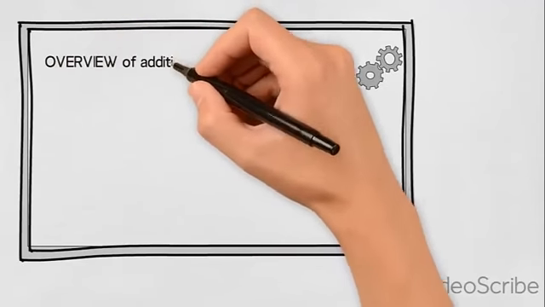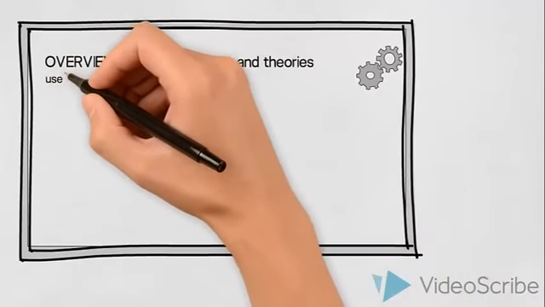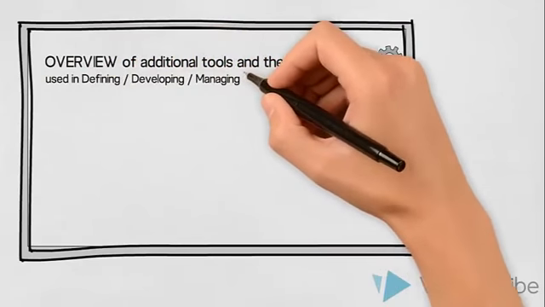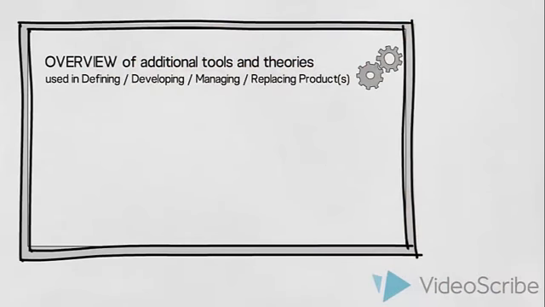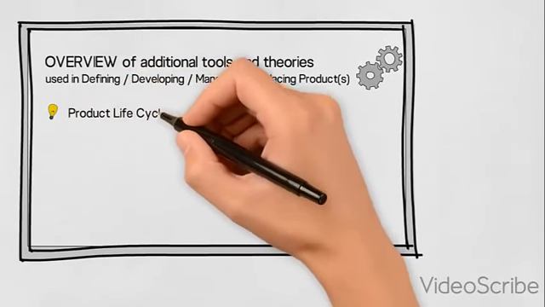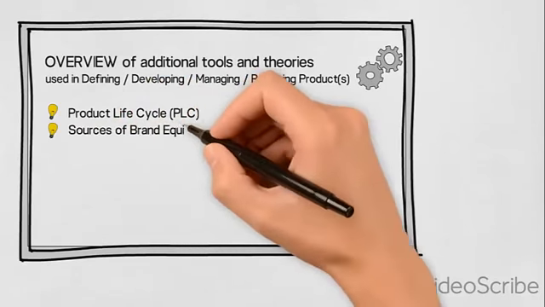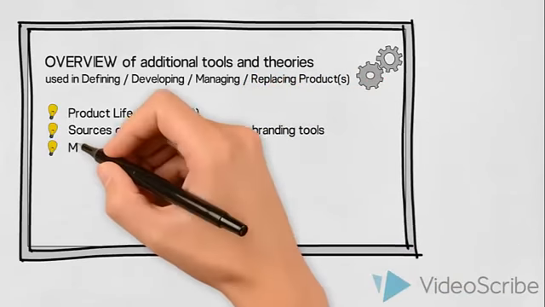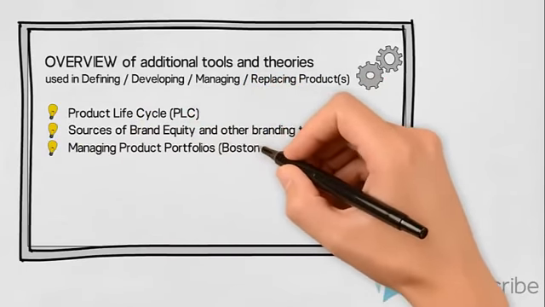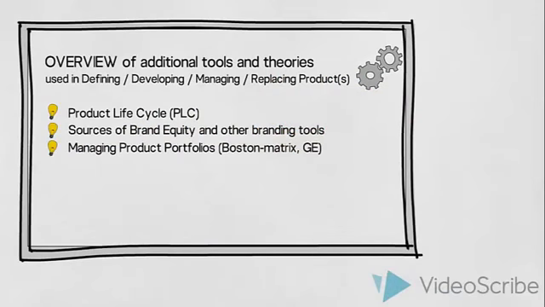In addition to the factors we have just discussed, we as marketers have many additional tools and theories we can use to guide us when defining, developing, managing, or replacing a product or a service. These will not be described in detail in this video, but let us just introduce an overview of some of the tools and theories we might want to use. We can look at where in the product lifecycle our product is and which strategic marketing objectives we have. We can investigate brand equity and use other branding tools. If we are dealing with a line of products, we could benefit from using the Boston or GE model.